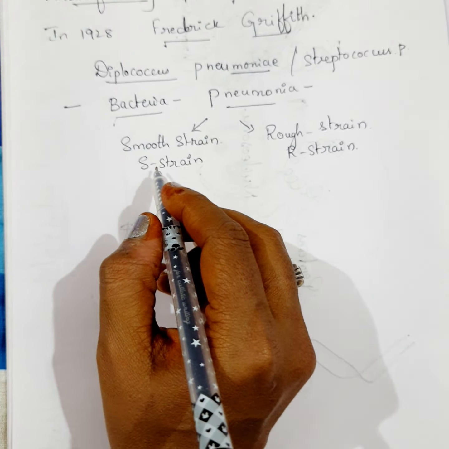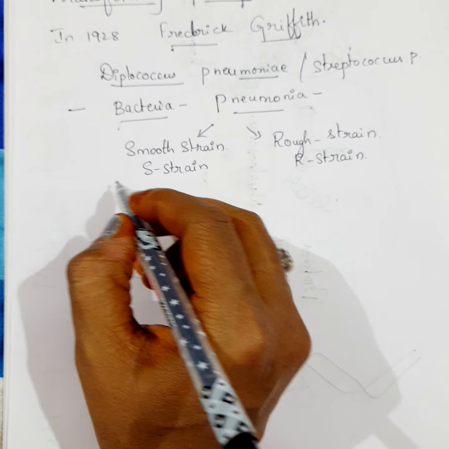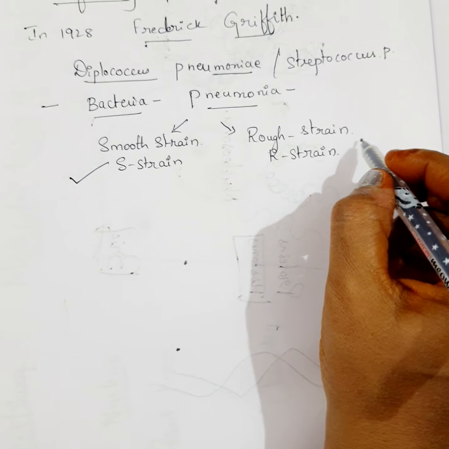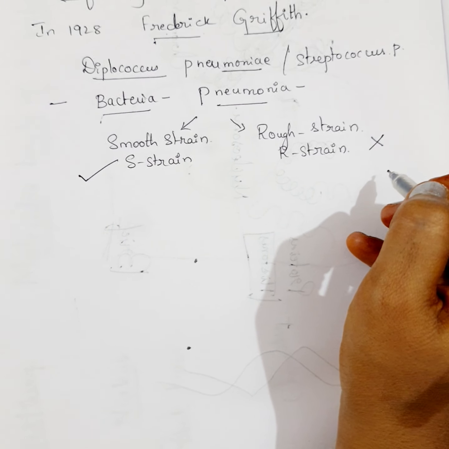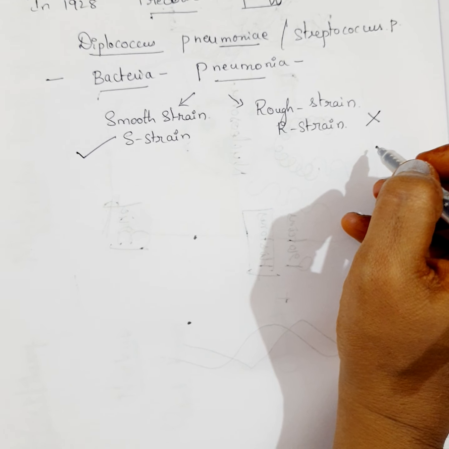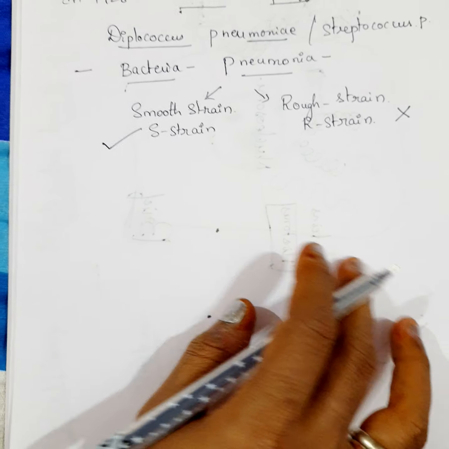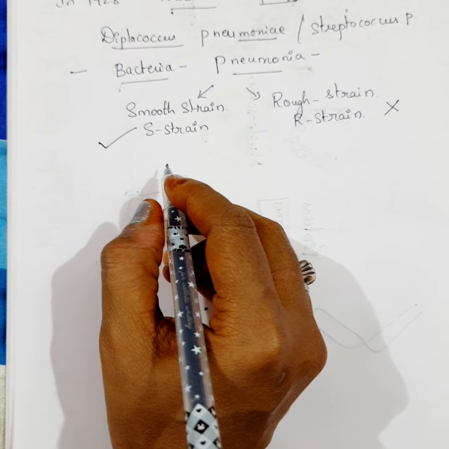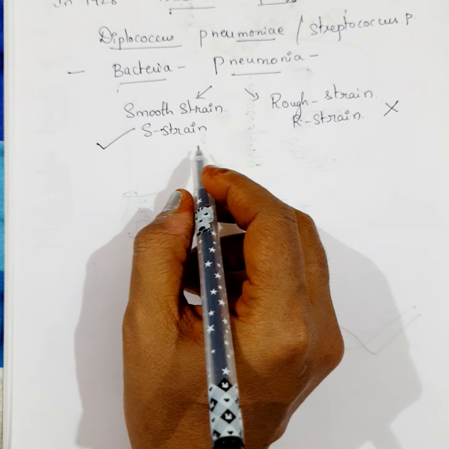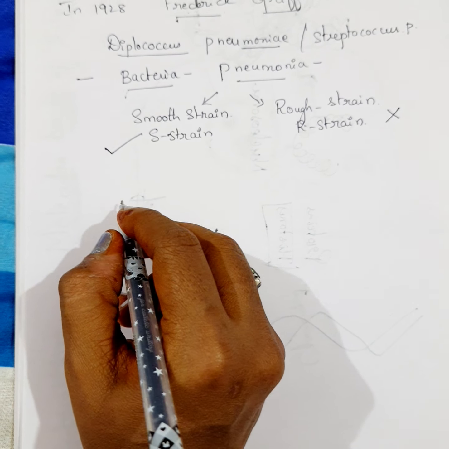Generally, the smooth strain bacteria, that is the S strain, cause the disease, and the rough strain, R strain, bacteria do not cause the disease. So he wanted to find out the cure for that. When he was doing the experiment, he took the S strain bacteria and the rough strain bacteria, and at the same time he also took mice.